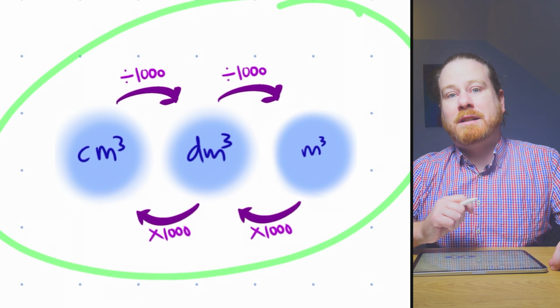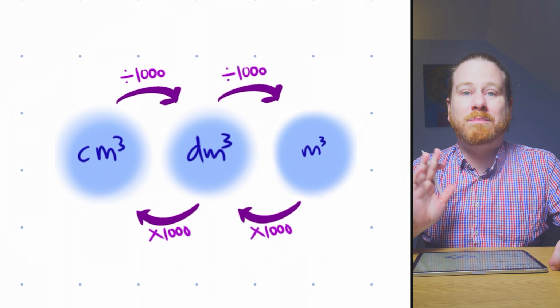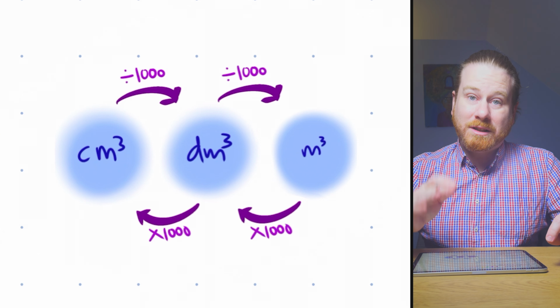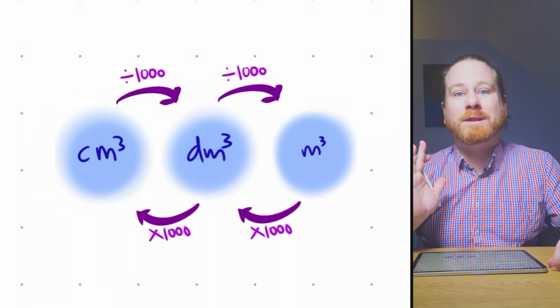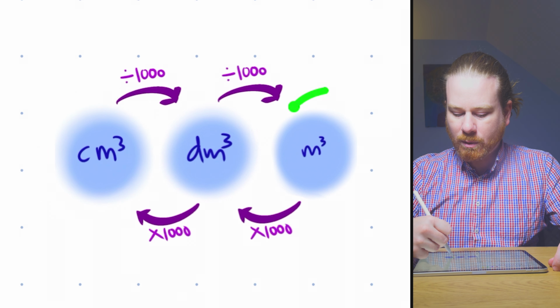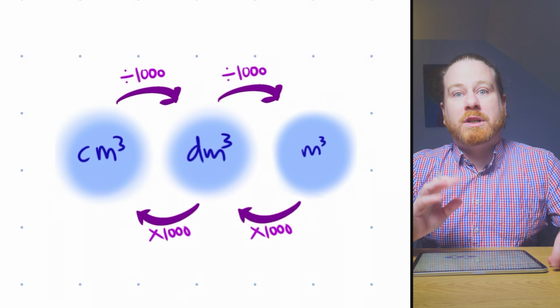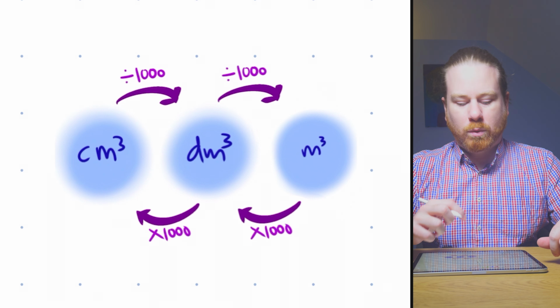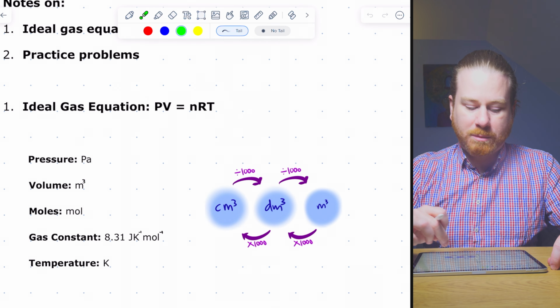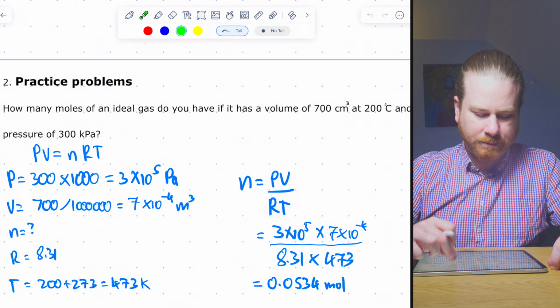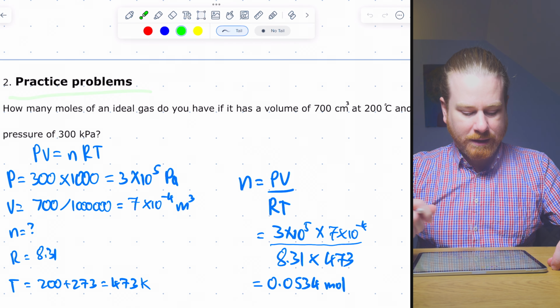This is not in the data booklet, so you need to remember how to convert to meters cubed, to decimeters cubed, and also to centimeters cubed. A lot of the time in the question, things are going to be quoted in centimeters cubed, but you need to convert the number to meters cubed for it to work in the equation. Okay, so let's put this into practice as we look at some practice problems.